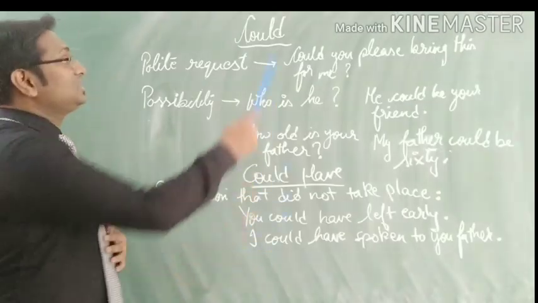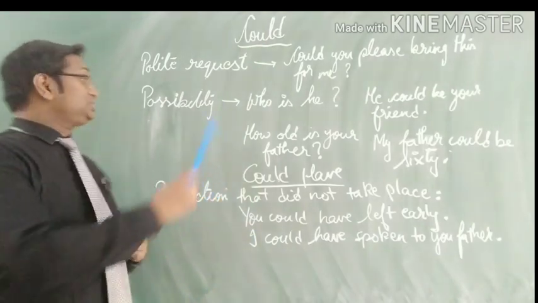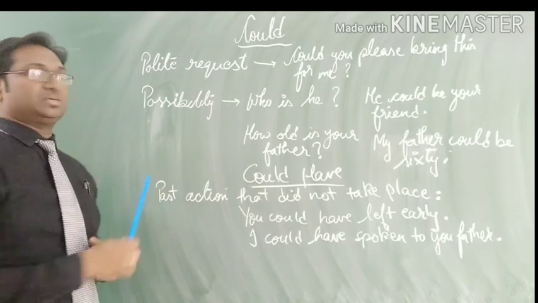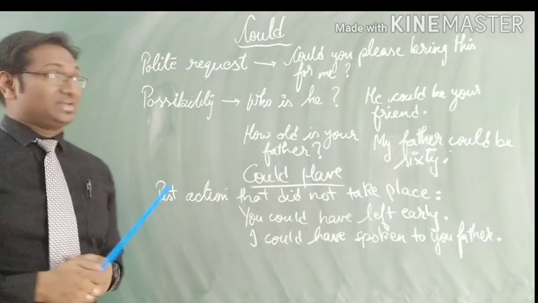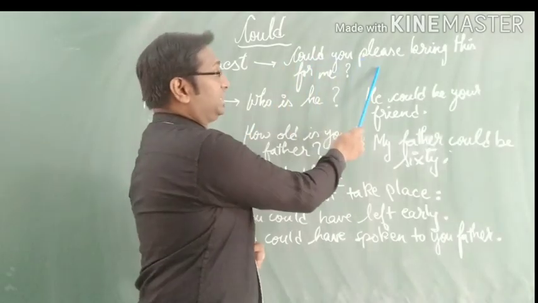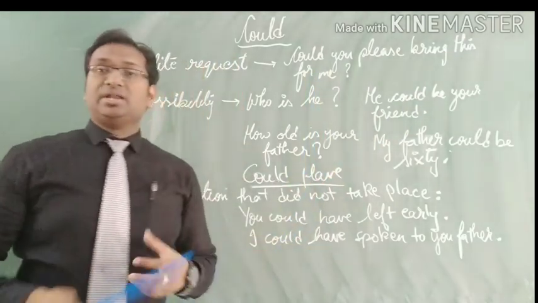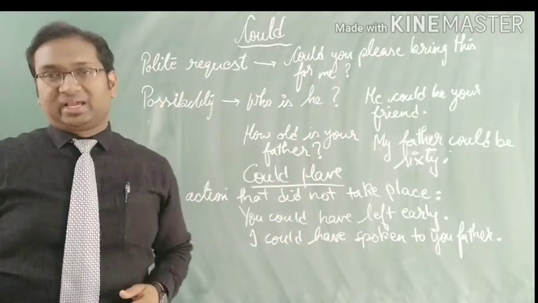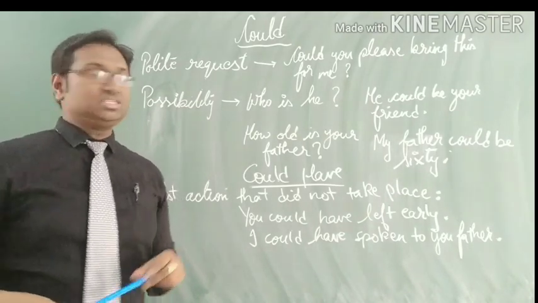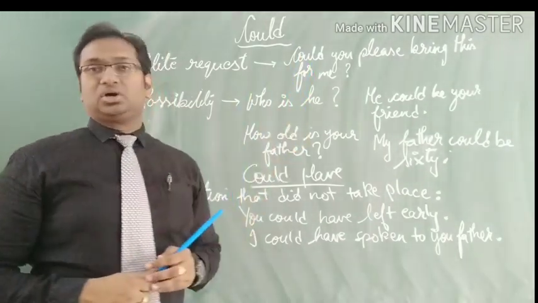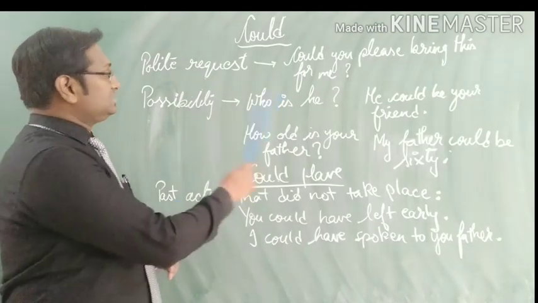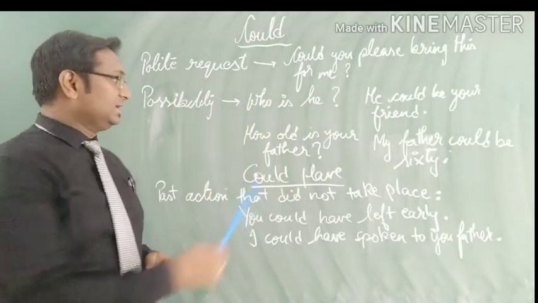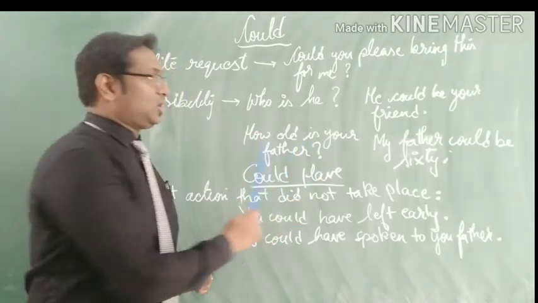Now, next is could. Could is used for polite request or for possibility. Let's see the request. Could you please bring this for me? Now, over here we are using please. It means that we are requesting. So, whenever we request, we are going to use could. Next, possibility. Who is he? And how old is your father?